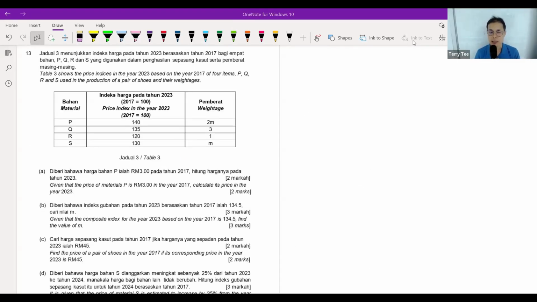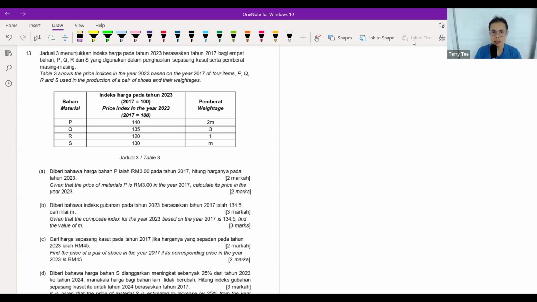Okay, moving on to question number 13. So here we have a question on index numbers from Form 4 Chapter 10. Table 3 shows the price indices in the year 2023 based on 2017 for 4 items P, Q, R, and S used in the production of a pair of shoes and their weightages. Given that the price of material P is 3 ringgit in the year 2017, calculate the price in the year 2023. So these are the materials that are used to produce a shoe.